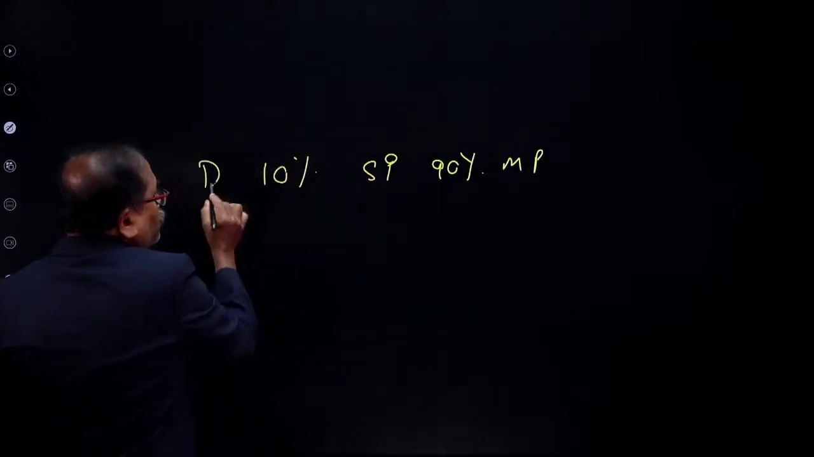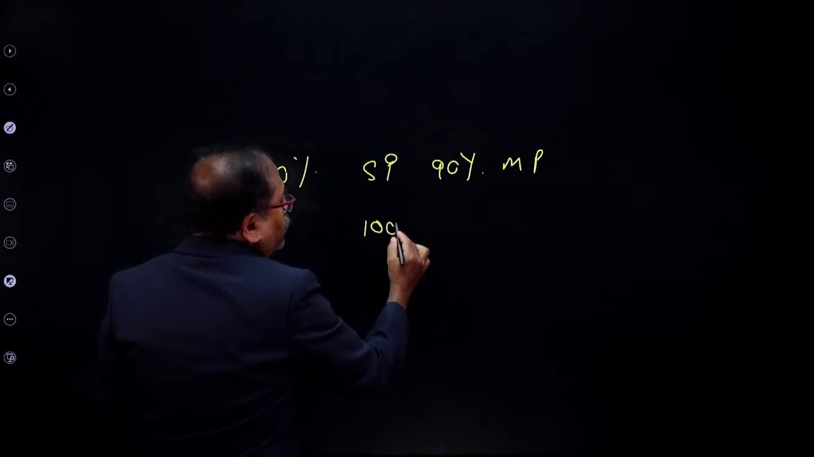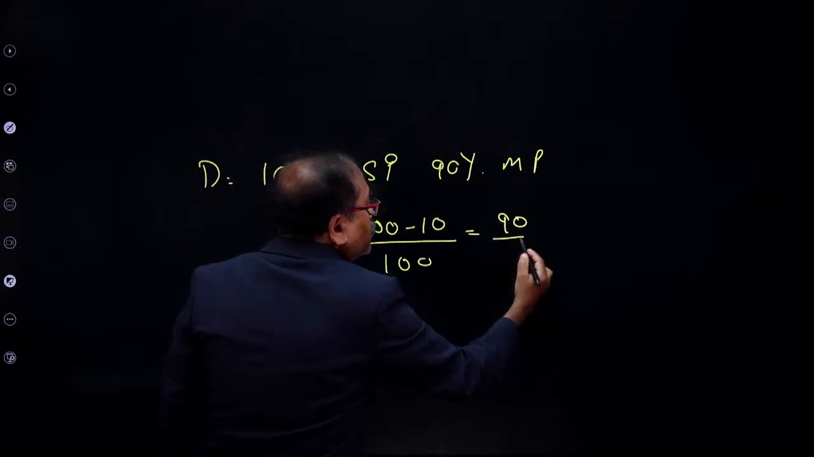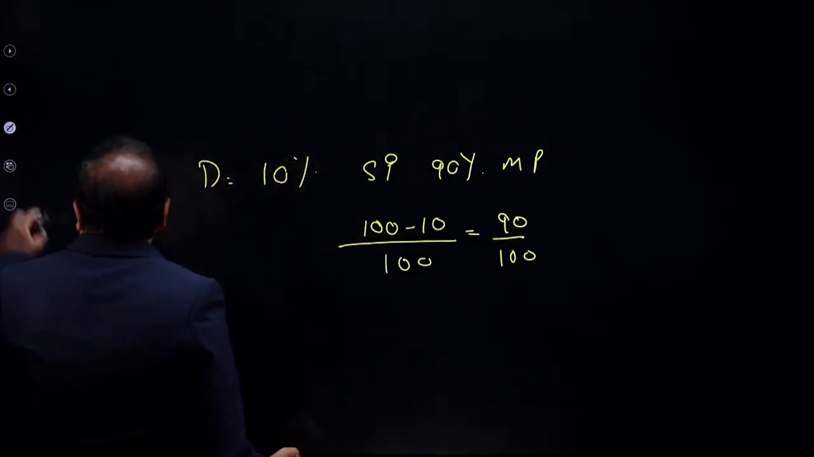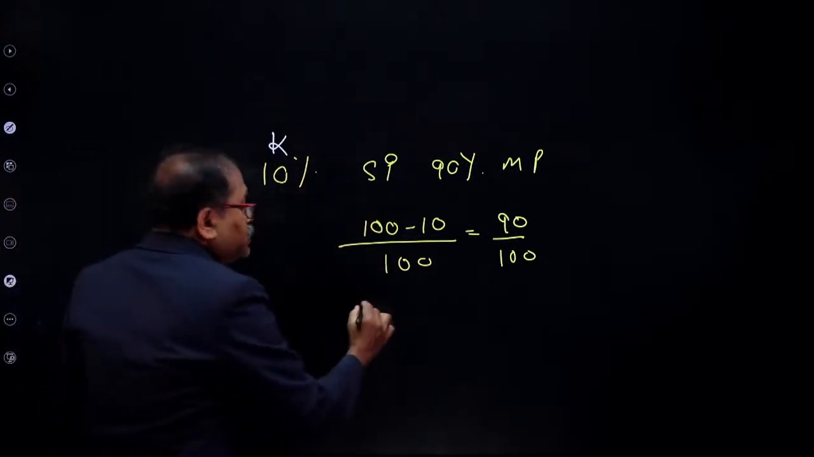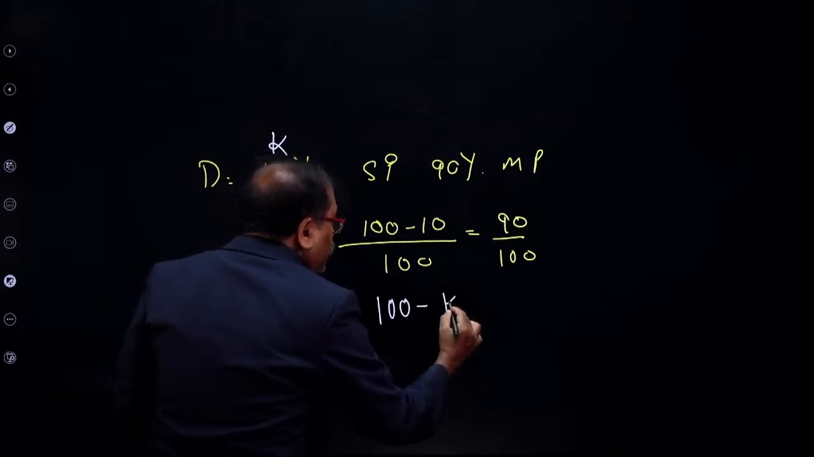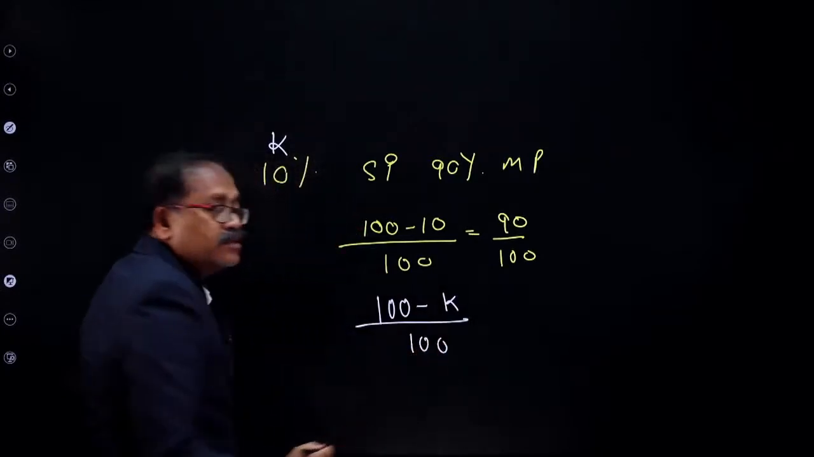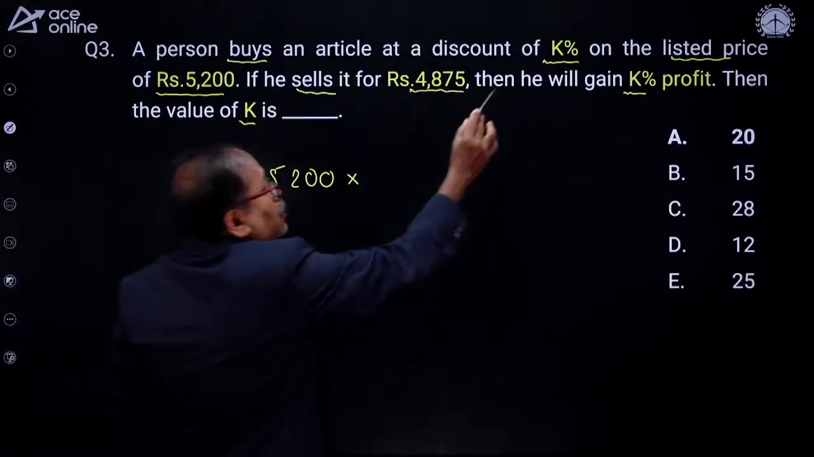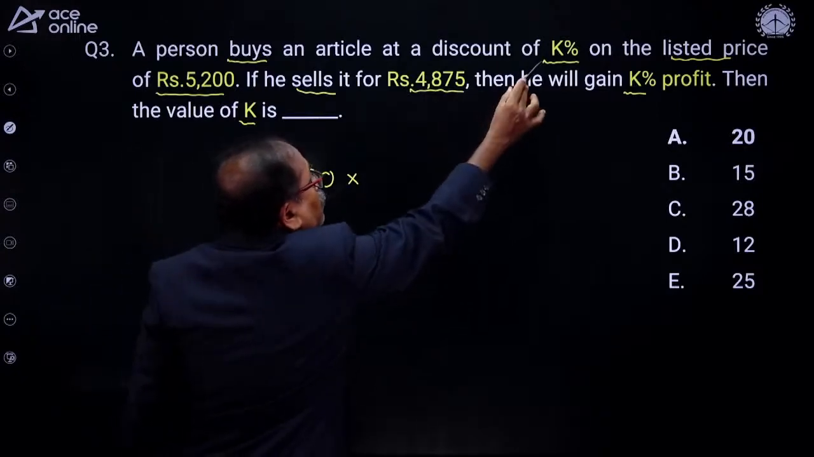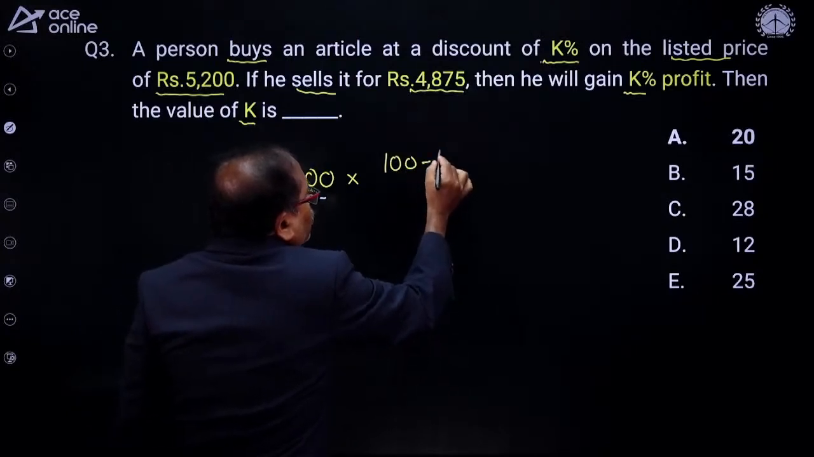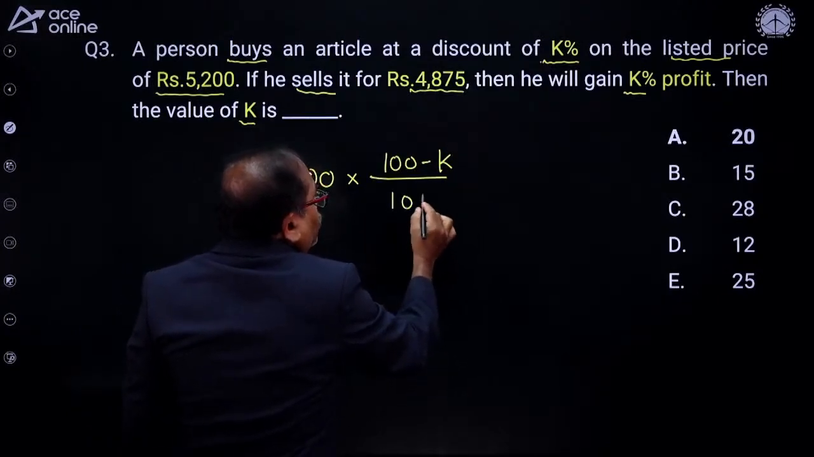This is the discount. Here the mark price is 100 minus 10 by 100. That's how you get the 90%, which is nothing but 90 by 100. So if this is a K% discount, then the selling price will be 100 minus K by 100. The same thing is applied over here. There is a discount, this is the mark price and there is a discount of K%. Then that is 100 minus K by 100, and you get the selling price.